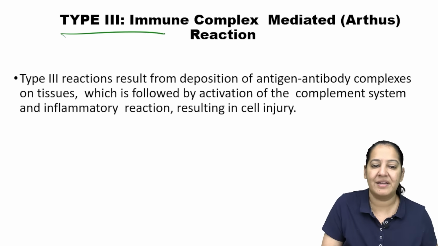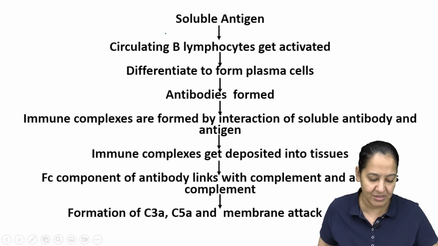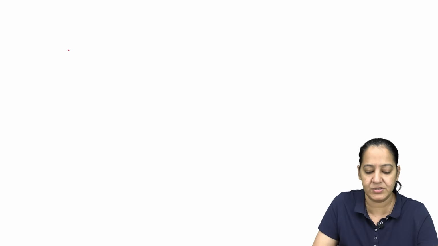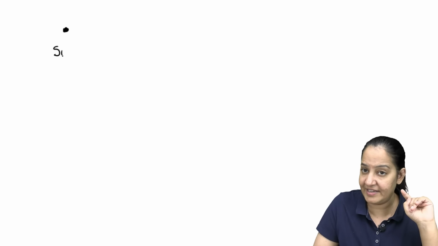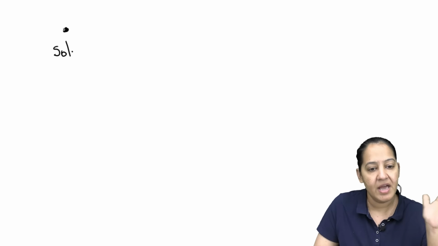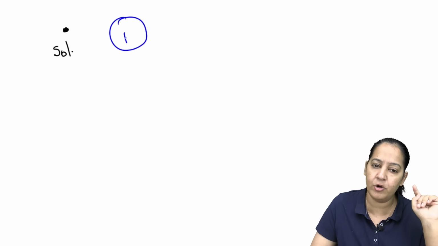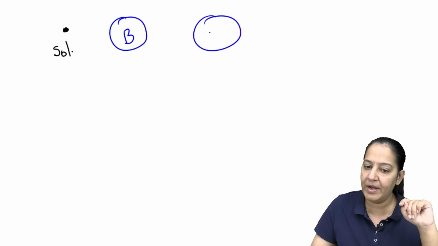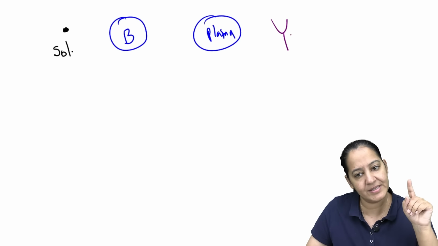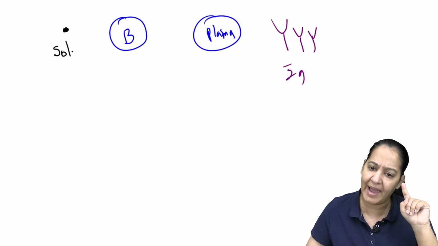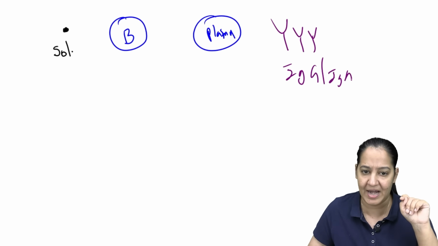So type 3. Let me draw the pathogenesis for you. Here the antigen is a soluble antigen. The antigen is not an allergen. The antigen is not present on the surface of the target cell like type 1 and 2. It's a soluble antigen. As soon as it enters the human body, it will directly go to B lymphocytes. It will stimulate the plasma cell like type 2. The plasma cell will form the antibodies. Which antibodies? Again, like type 2, it's IgG or IgM antibodies.